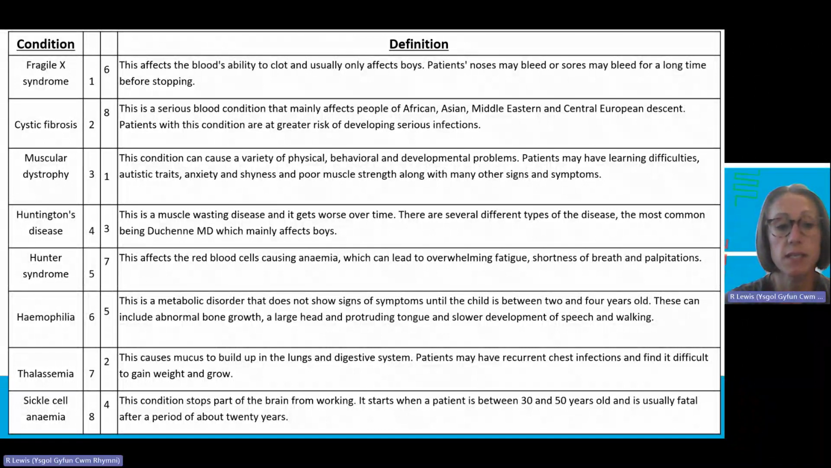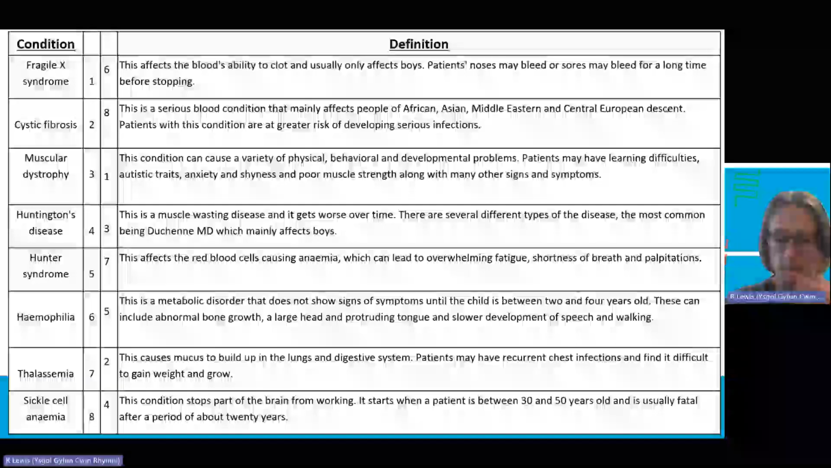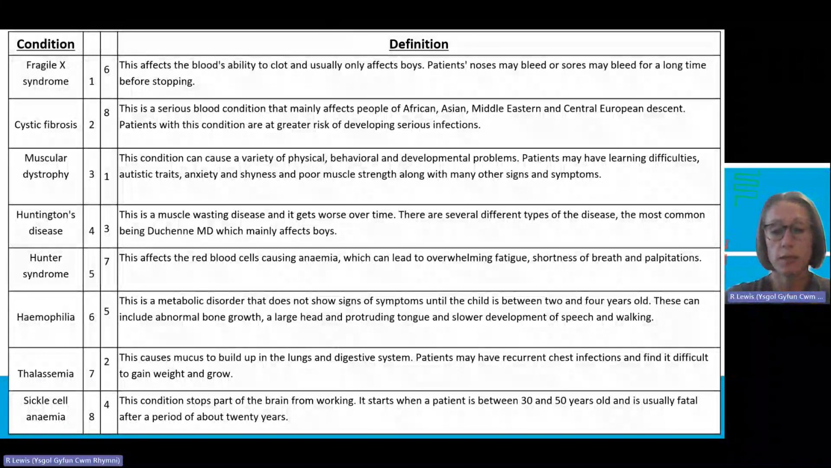And the 8th one then, sickle cell anemia. This is a serious blood condition that mainly affects people from African or Asian, Middle Eastern and Central European descent. Patients with this condition are at greater risk of developing serious infections just because of the abnormality that is formed within the cells.